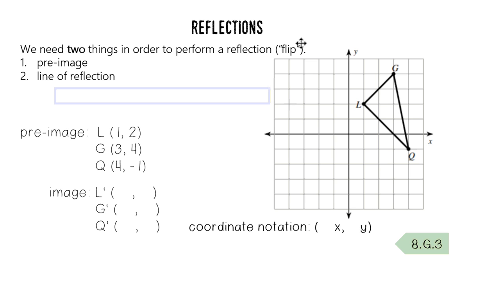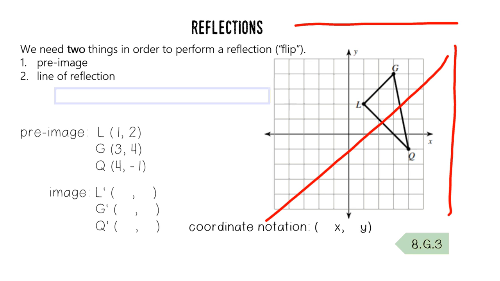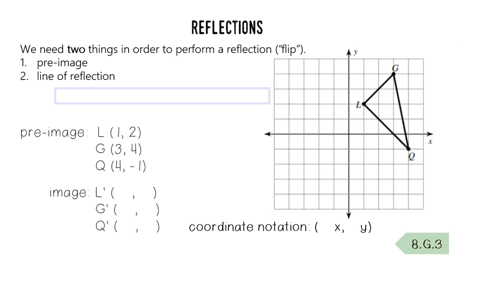A line of reflection could be a vertical line, like this. It could be a horizontal line. It could be a slanted line. And the way that you perform a reflection was described in the video for 8G1. You figure out how many units you are from that line, and you go that same amount on the other side. So for this part, I'm going to ask us to do a reflection over either the x-axis or the y-axis. Those are two pretty common reflections that you might be asked to do.